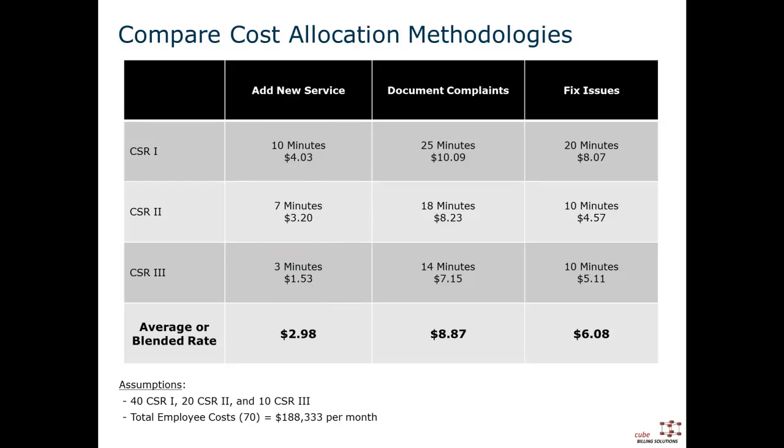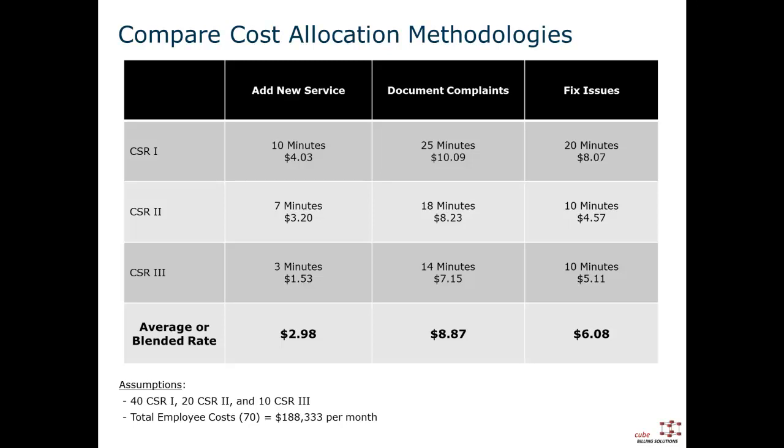And we then look at the average salaries for our customer service reps 1, 2, and 3 and come up with a rate per service based on the number of minutes it takes to perform that service. In this contact center, we're using the assumption that there are 70 employees, 40 as a customer service rep 1, 20 with the level 2, and 10 level 3. And the total employee cost for these 70 employees is just over $188,000 per month.